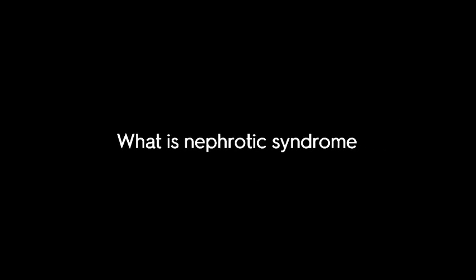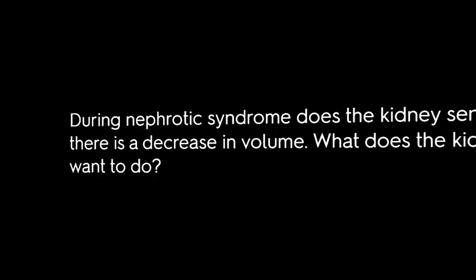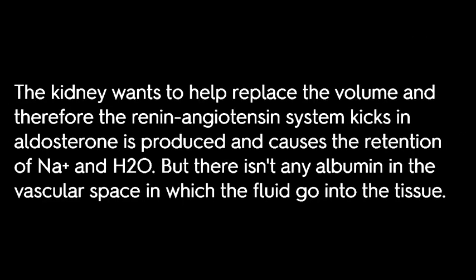What is nephrotic syndrome? During nephrotic syndrome, does the kidney sense there is a decrease in volume? What does the kidney want to do? The kidney wants to help replace the volume, and therefore the renin-angiotensin system kicks in. Aldosterone is produced and causes the retention of Na+ and H2O, but there isn't any albumin in the vascular space, so the fluid goes into the tissue. What is anasarca? Total body edema.